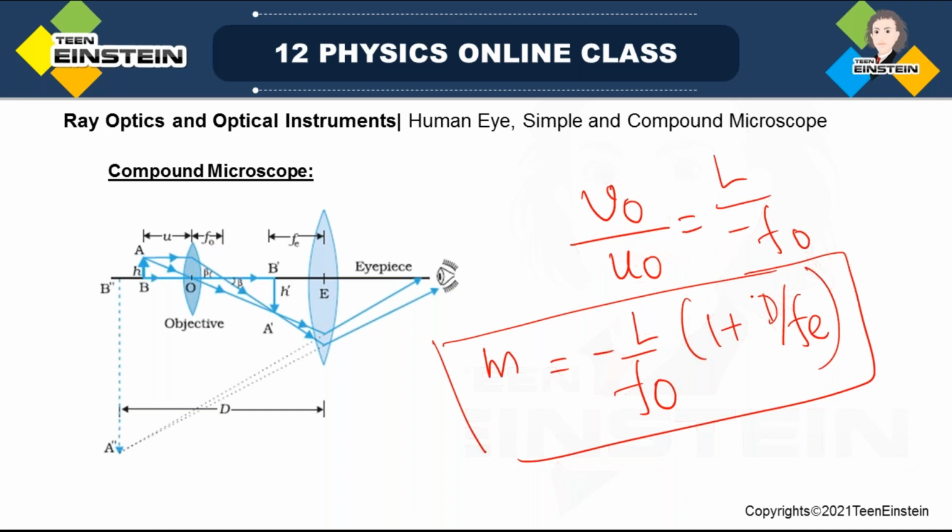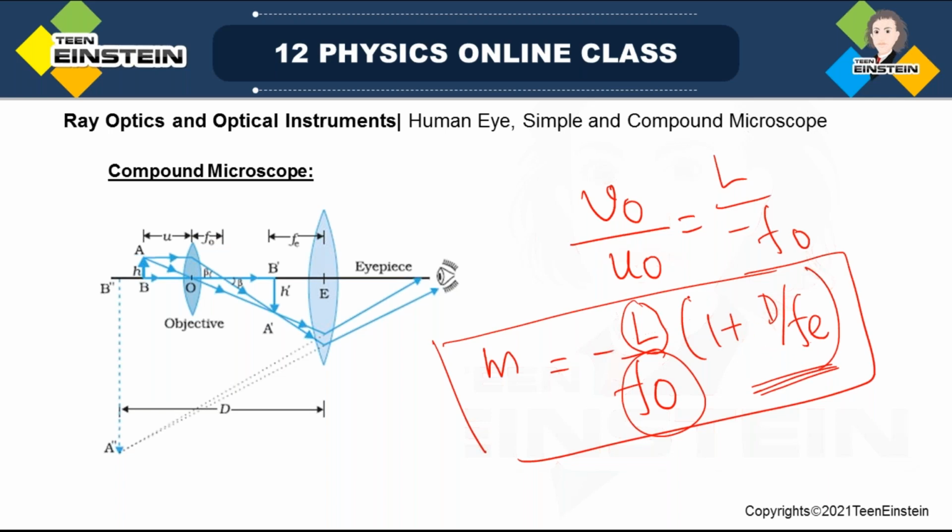Okay, we'll stop it here. Next day we'll just recap a little bit with when the image will be formed at infinity, then the astronomical telescope we will discuss. So this is the whole magnification. What is L? L is the length of the compound microscope tube, and fo is the focal length of the objective, and this is the magnification. 1 plus D by fe is the magnification by the eyepiece.